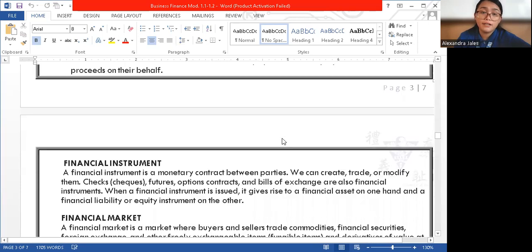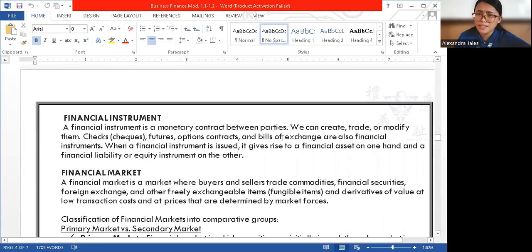And now we have the financial instrument. What is this financial instrument? These are just checks. These are contracts, or let's say bills of exchange, okay? A financial instrument is a monetary contract between parties, so we can create, trade, or modify them. Again, this could be checks, futures, options, contracts, and bills of exchange are also financial instruments.